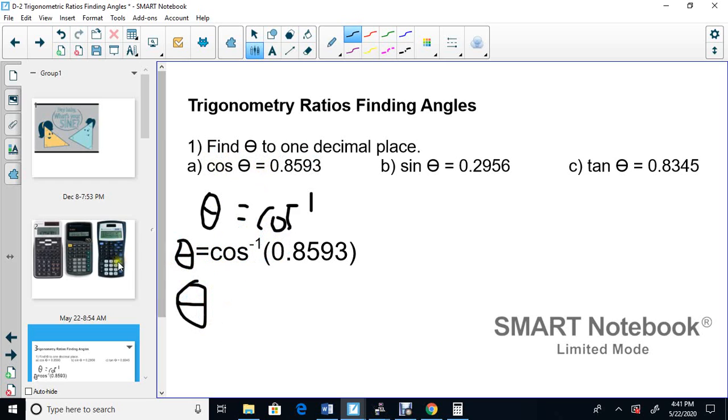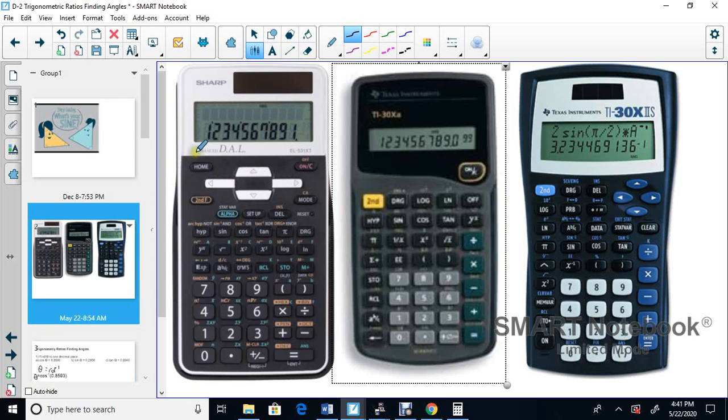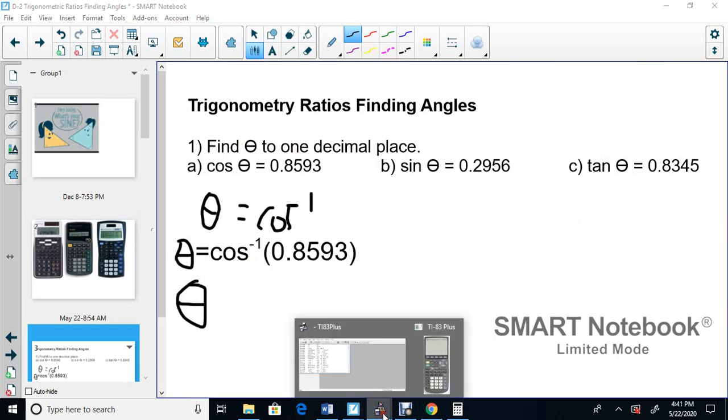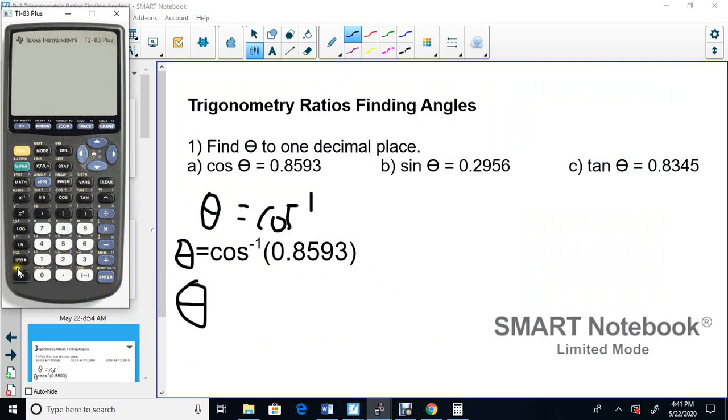What that means is you have to use the second button on your calculator. So here you'll have to go second cos, and that's to find angles, and the cos is over here on this one. So I'll show you with the big calculator. And if you have a two-line calculator, here's how you put it in.